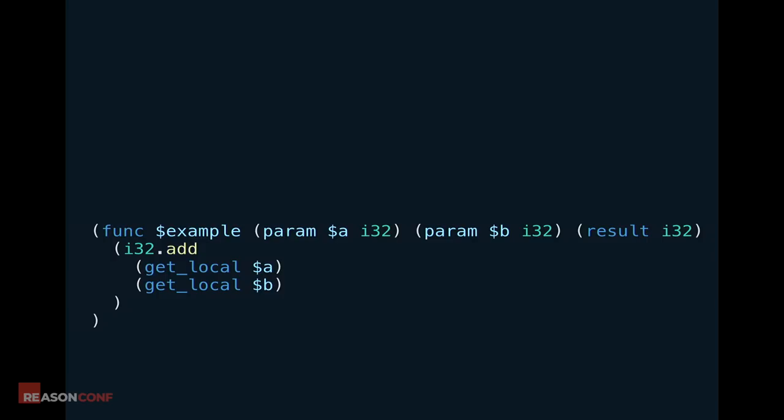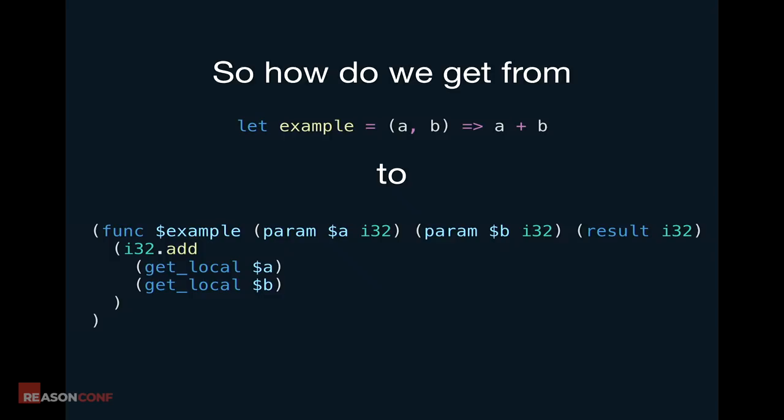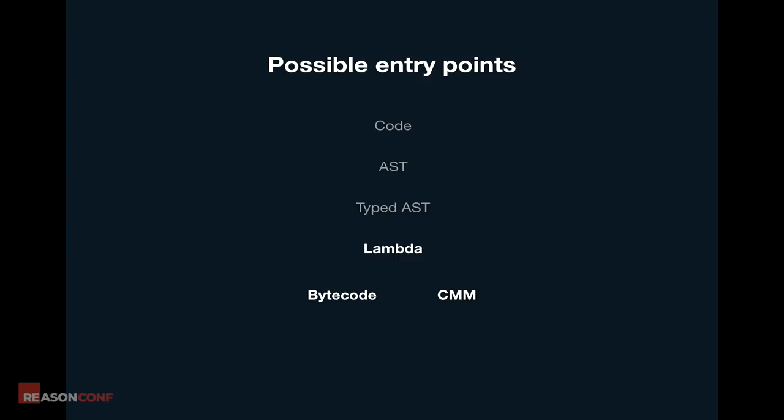So now let's take a look at how our simple example would look if we would write it directly within WebAssembly. The big question here is, how are we going to go from our example to this WebAssembly code? Now, I just explained the OCaml compiler and the WebAssembly important parts there. So let's take a look at the possible entry points here.